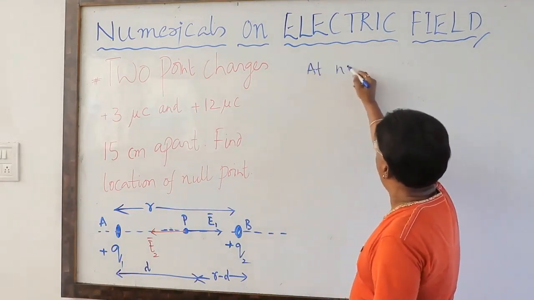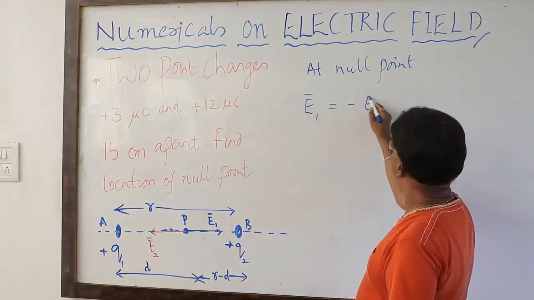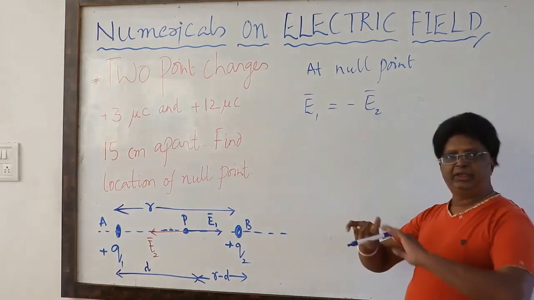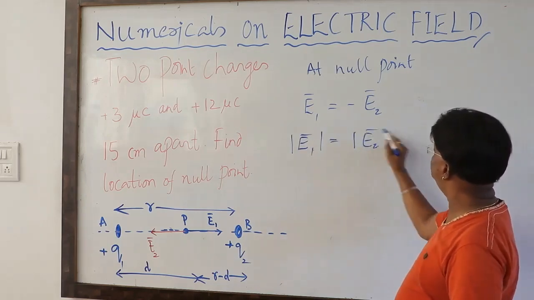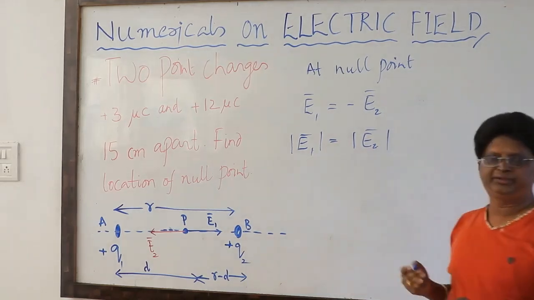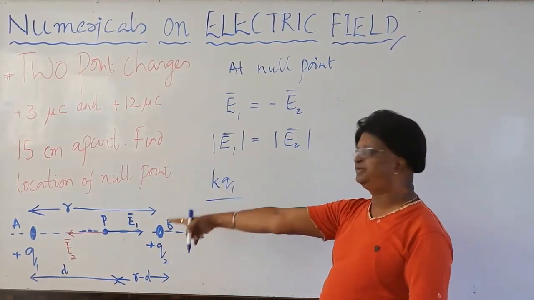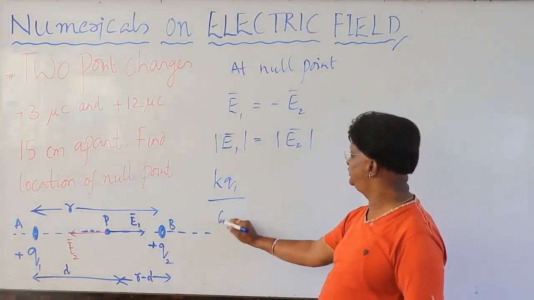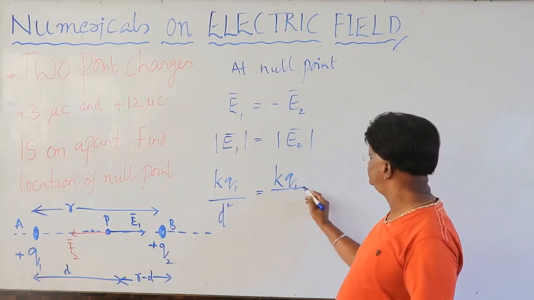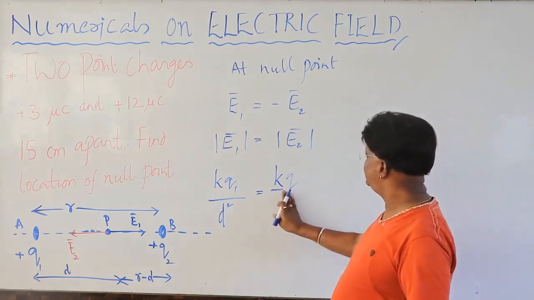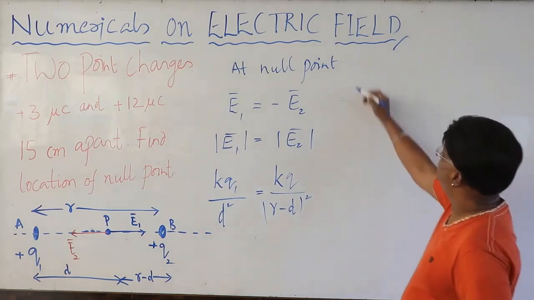Now what is the condition for equilibrium or the condition for a null point? At the null point, the 2 vectors are equal and opposite. E1 bar is equal to minus E2 bar. The negative sign says they are opposite in nature, and therefore mod E1 bar is equal to mod E2 bar. Now writing the 2 intensities for point charges: E1 is K Q1 by D square, equal to the intensity E2 due to Q2, which is K Q2 by R minus D whole square.